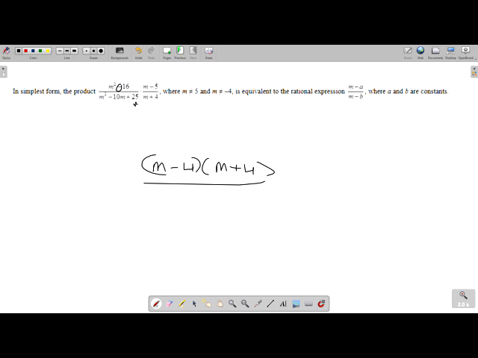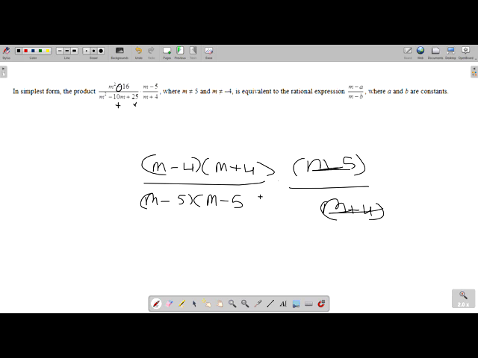Over product sum rule. Get two numbers that you can multiply to get 25 and add to get negative 10. In this case, it's going to be m minus 5, m minus 5, and these stay the same. There's nothing you can really do with them. Cancel this and cancel this.